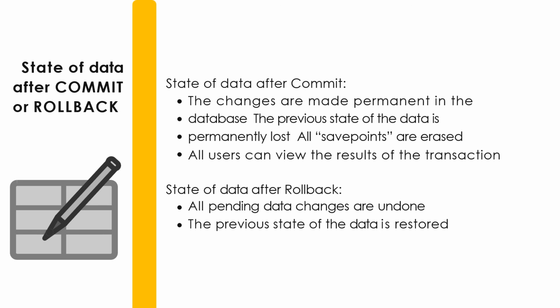This is what happens if we have commit or rollback. After commit, the changes are made permanent in the database. The previous state of the data is permanently lost, all save points are erased, and all users can view the results of the transaction. If we have a rollback, all the pending data changes are undone, and the previous state of the data is restored.